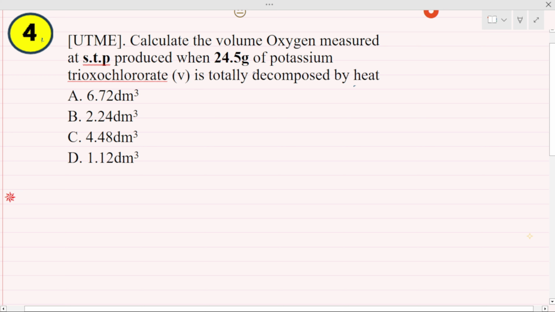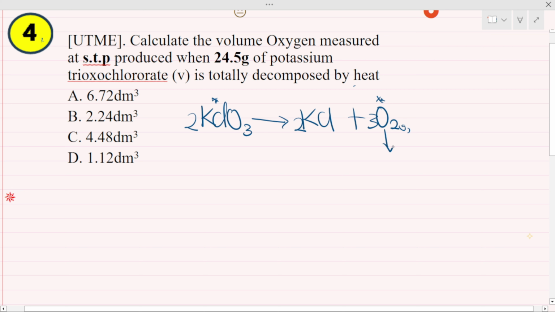So we have the decomposition of KClO3. Now, I told you in stoichiometry, we have to first of all identify what parameters we are working with. We have to calculate oxygen, all right? So we are looking for the oxygen and given the value of what? Potassium chlorate. The next question you ask yourself is, in this oxygen gas, I have mole, I have mass, I have volume, and I have Avogadro's. Which one in particular is the question referring to?